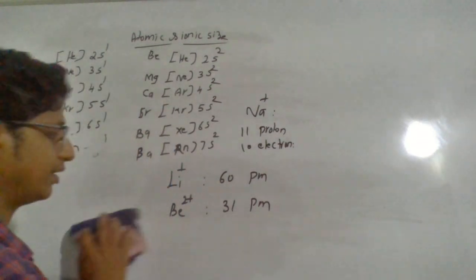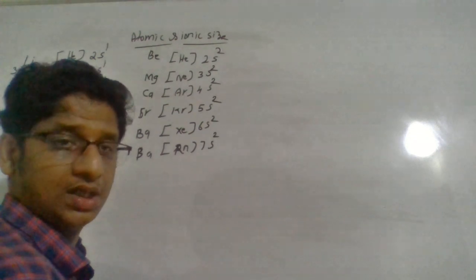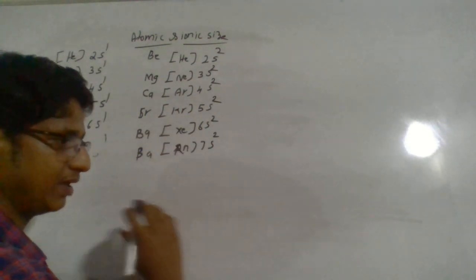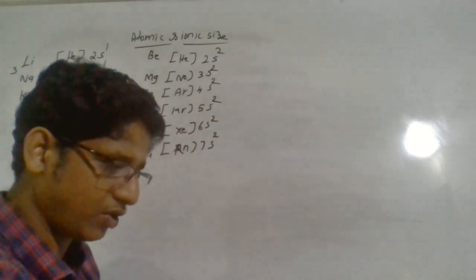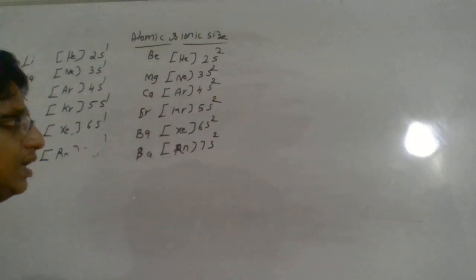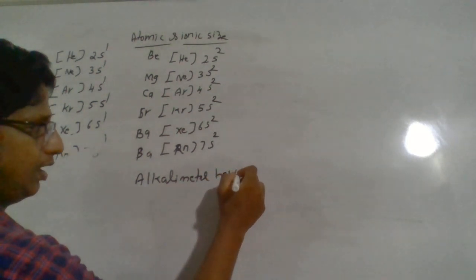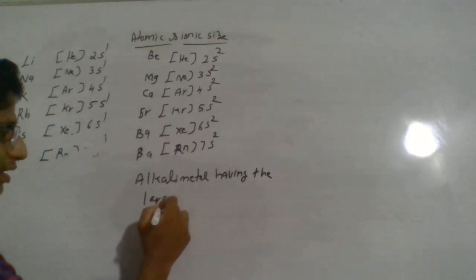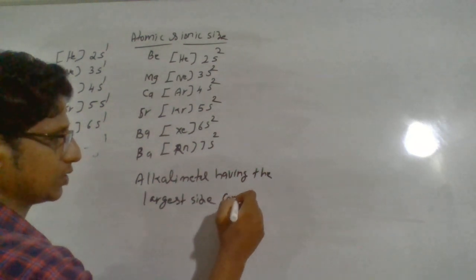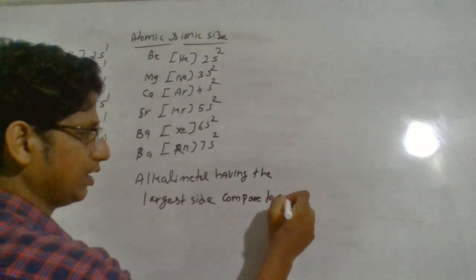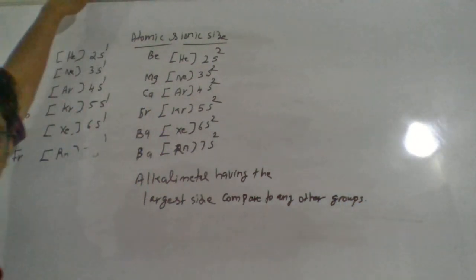Okay, one more point you can compare: the atomic size among groups. We talk about the first group, the second group, as we move from left to right, up to the 18th group. We know from left to right atomic size decreases. So if you compare among the groups, you will see alkali metals having the largest size compared to any other groups. Now let me compare in a particular period.